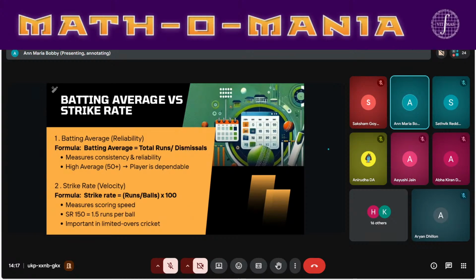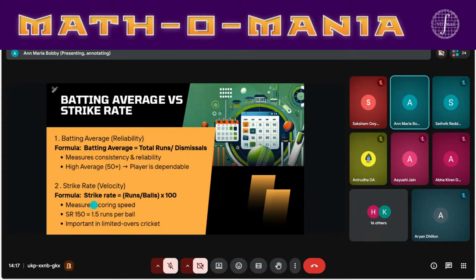If I have to give an example, if a player scores 30 runs in 20 balls, then his or her strike rate will be 30 divided by 20 into 100, which is equal to 150. So when the strike rate is 150, that means 1.5 runs per ball. That is basically his strike rate.